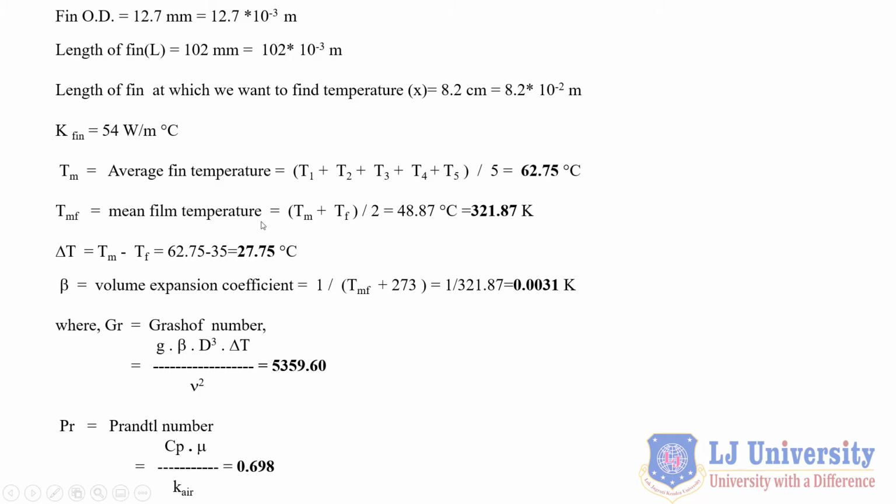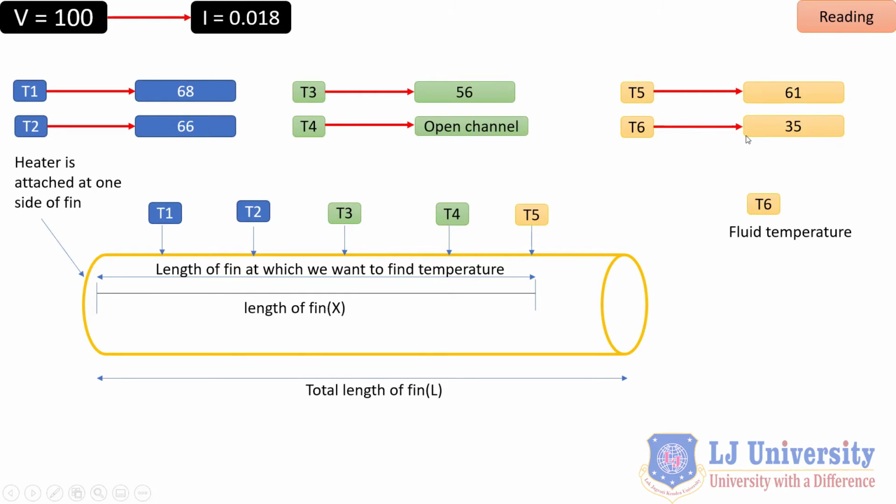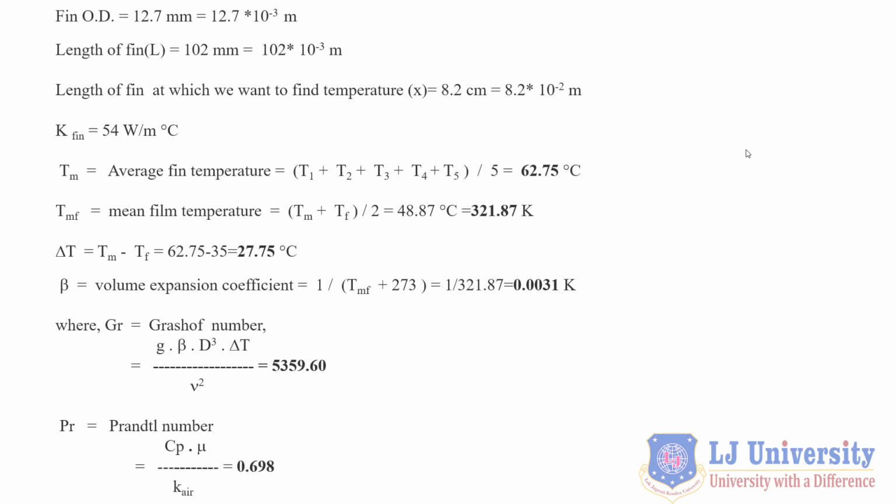Now what is the mean film temperature? The mean film temperature is equal to the mean temperature of the fin plus the fluid temperature, divided by 2. The duct fluid temperature T6 is 34 degrees Celsius. So the mean film temperature is T mean of the fin plus T fluid divided by 2, which is 48.87 degrees Celsius.